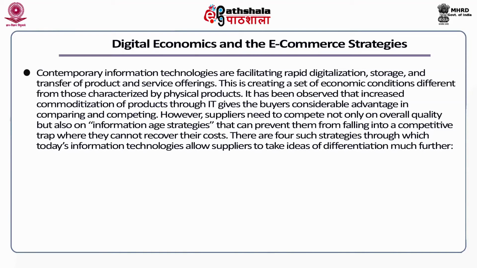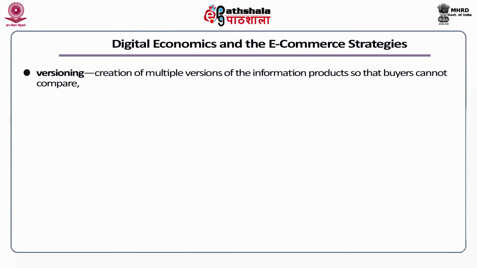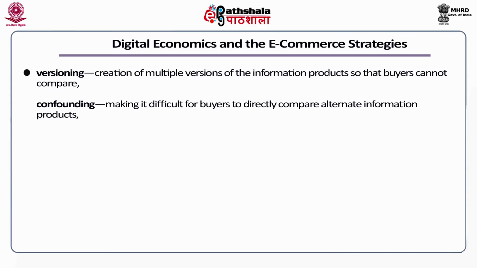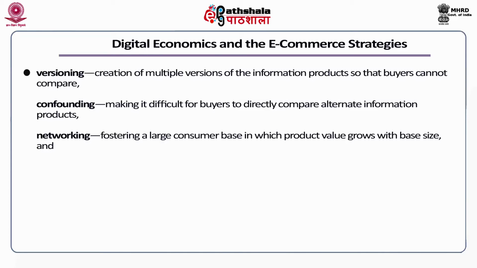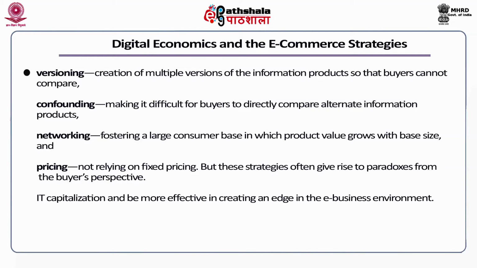There are four such strategies through which today's information technologies allow suppliers to take ideas of differentiation much further. First is versioning, creating multiple versions of the same information product so that buyers cannot compare. Second is confounding, making it difficult for buyers to directly compare alternative information products. Third is networking, fostering a large customer base in which the product's value grows with base size. And fourth is pricing, not relying on fixed pricing. But these strategies often give rise to paradoxes from the buyer's perspective. Information technology capitalization can be more effective in creating an edge in the e-business environment.